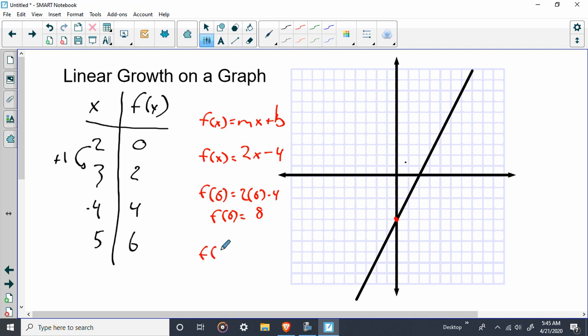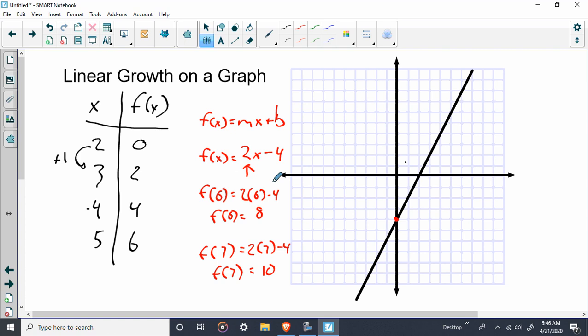And f of 7 is 2 times 7 minus 4. 2 times 7 is 14, and 14 minus 4 is 10. So as x changes by 1, f of x changes by 2, which is just this number right here. If it's changing by other numbers, we'll cross that bridge when we come to it. But right now, since they're only changing by 1, they want to know what your slope is, how much it's changing by over this interval.